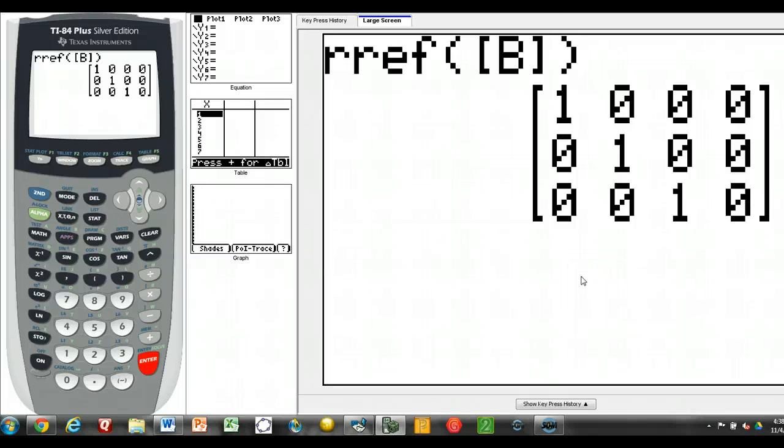And that's how you solve systems using matrices. It makes life a lot easier for us.